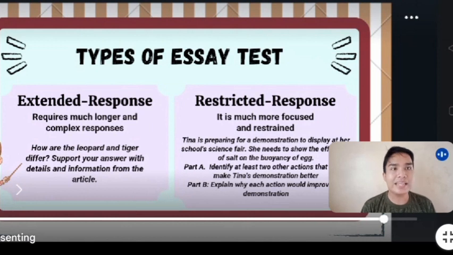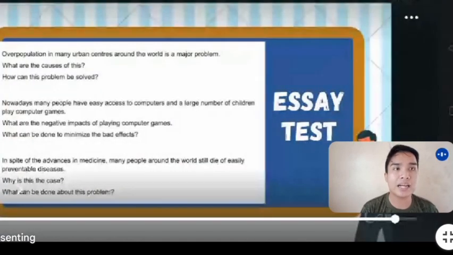So, kung kanina, you should require much longer and complex responses, dito sa restricted response, naglalagay tayo ng kung ano yung dapat nilang sagutin. And usually, ginagamit ito sa mga mathematical essays or equation questions. Kasi, mathematical and science rather. Kasi gusto nating sagutin ng students yung exact na hinahanap natin. So that's there is always a subtopic part A, part B, part C, like what is shown in our PowerPoint na meron nakalagay na identify and explain regarding dun sa question. So moving on po. Ayan, isang example ng essay test.